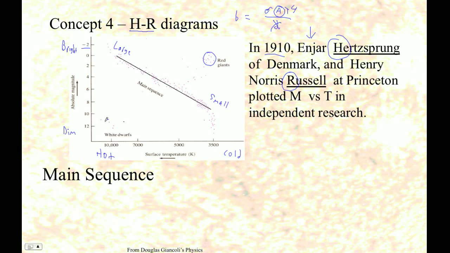Here are stars over here that are cold. I'm sorry, they're not cold, they're dim, but they're super hot. These things are super, super hot, but why are they so dim? Well, they must be small. These guys, in fact, are dwarfs.